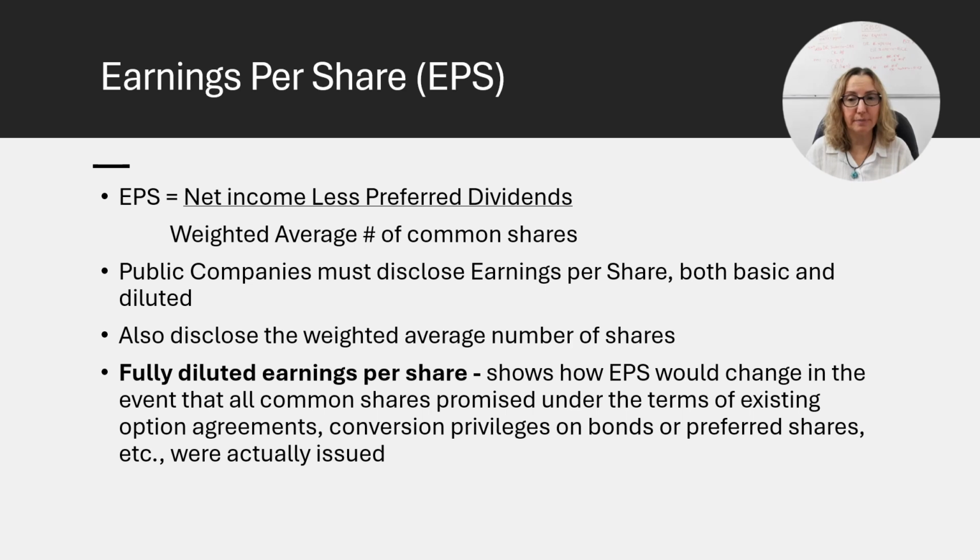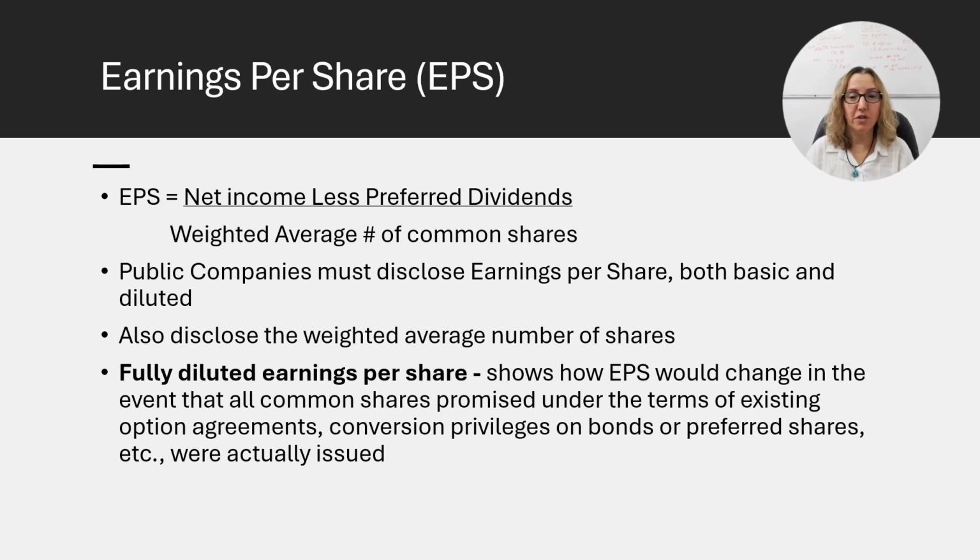The other thing you have to do is a calculation for fully diluted earnings per share. Now this basically shows how earnings per share would change if all common shares promised under existing agreements were exercised. So things like option agreements, if the company has bonds or preferred shares where they're able to convert them into common shares, that would change the weighted average number of shares.